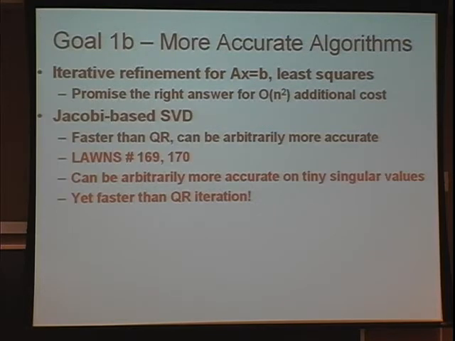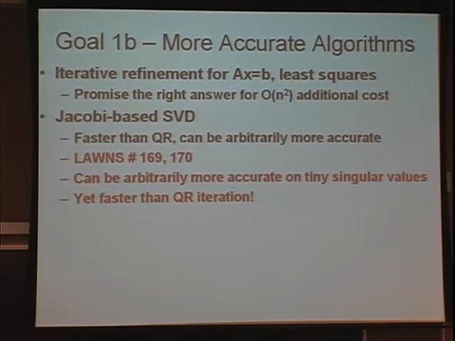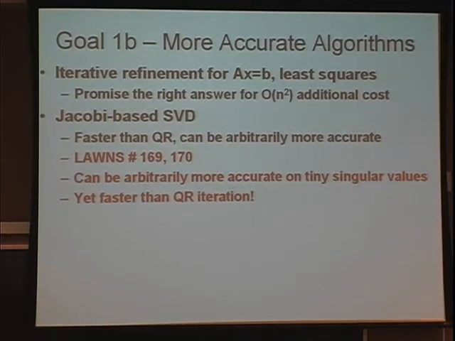Okay, just a few words about Jacobi. For many years, it was only a curiosity, because yes, it was more accurate, but it was so slow nobody paid attention. But my colleague in Croatia, Zlatko Drmač, has now made it even faster than QR. So it's twice as fast as the traditional QR algorithm and arbitrarily more accurate. That will go in the library.